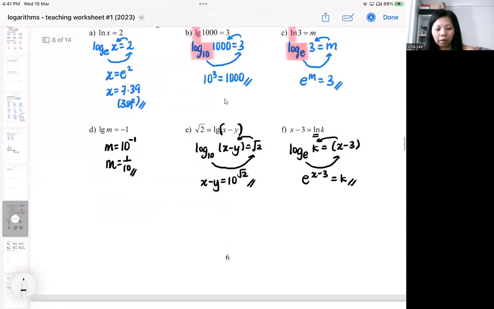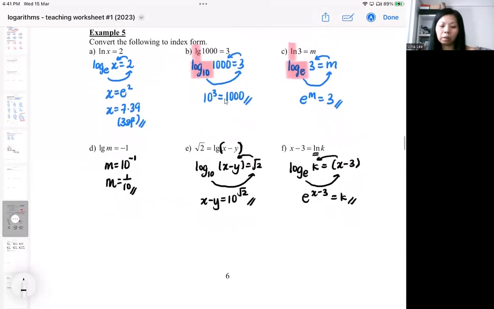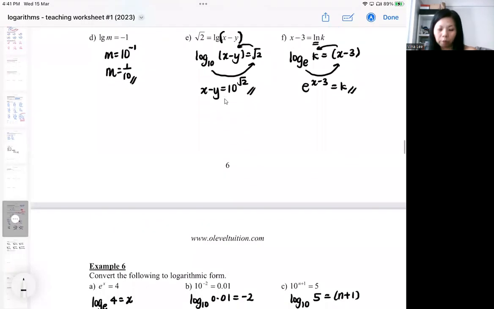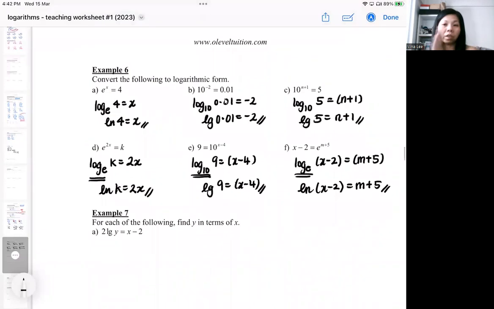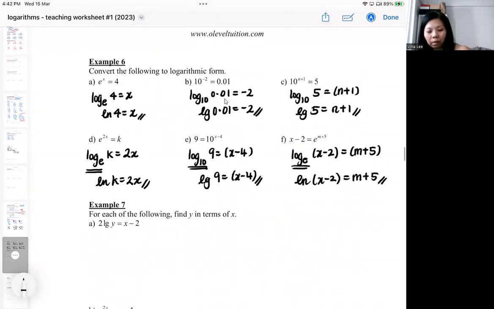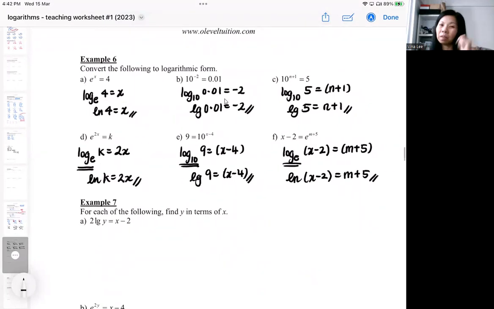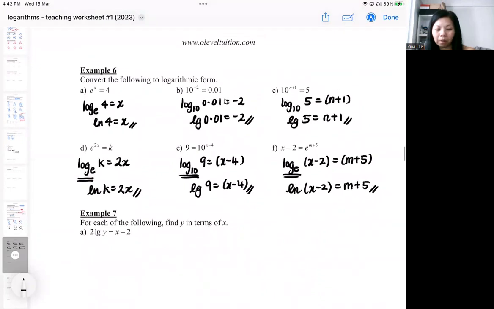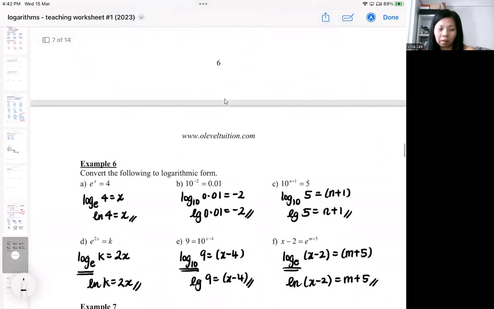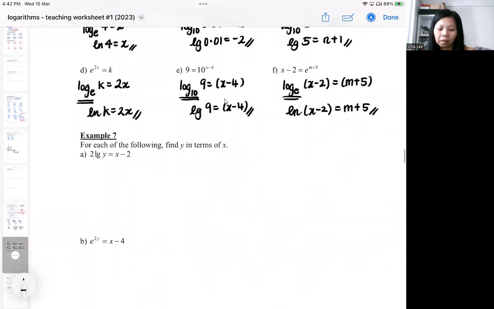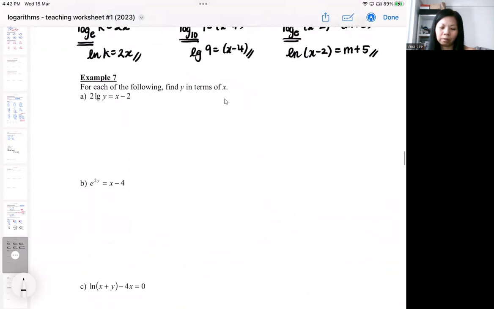So example 5 and example 6 are like changing in between the common log and natural log to indices. Of course it adds one more layer to your thinking. We change the notation, but other than that, the position doesn't change. The power is still where it is, the base is still where it is, the answer is still where it is. So this part can be a little bit more confusing. You need to digest this part because subsequently you'll be asked to find things that involve such questions.